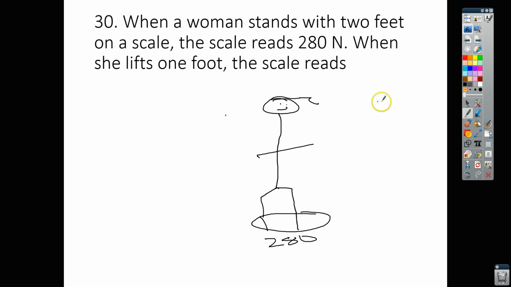If she then takes one of her feet, so let's erase this foot, and we're going to make this foot kind of stick out to the side, and she's still standing on it, we know the pressure will go up, but her weight will stay the same. So this will just stay the same.